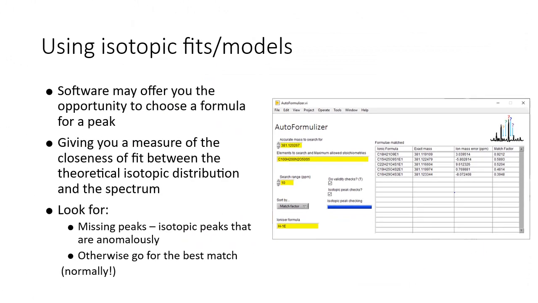Every piece of software that you use for doing this kind of assignment may use a different method for calculating the closeness between the isotopic distribution it's suggesting and the peaks in the actual spectrum. And some don't even do this isotopic matching at all and simply choose the formula with the smallest mass error. So it's important that if you're using any software that does this kind of assignment, that you understand how it selects whichever formula it's going to apply.